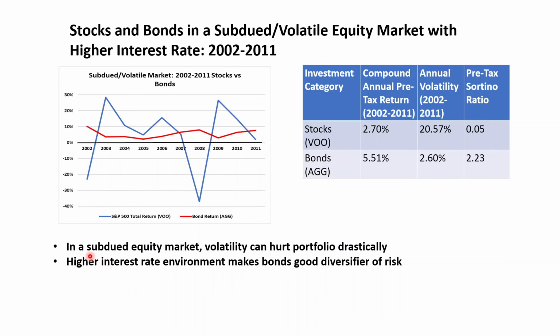So just to summarize, in a subdued equity market, volatility can hurt a portfolio drastically, right? If it's going up and down, especially if you have huge losses like we did in 2008, it can really hurt your portfolio. Another thing is that in a higher interest rate environment, like we were in 2002 to 2011, bonds can add value to your portfolio. They can be a good diversifier of risk and provide stability in your portfolio.